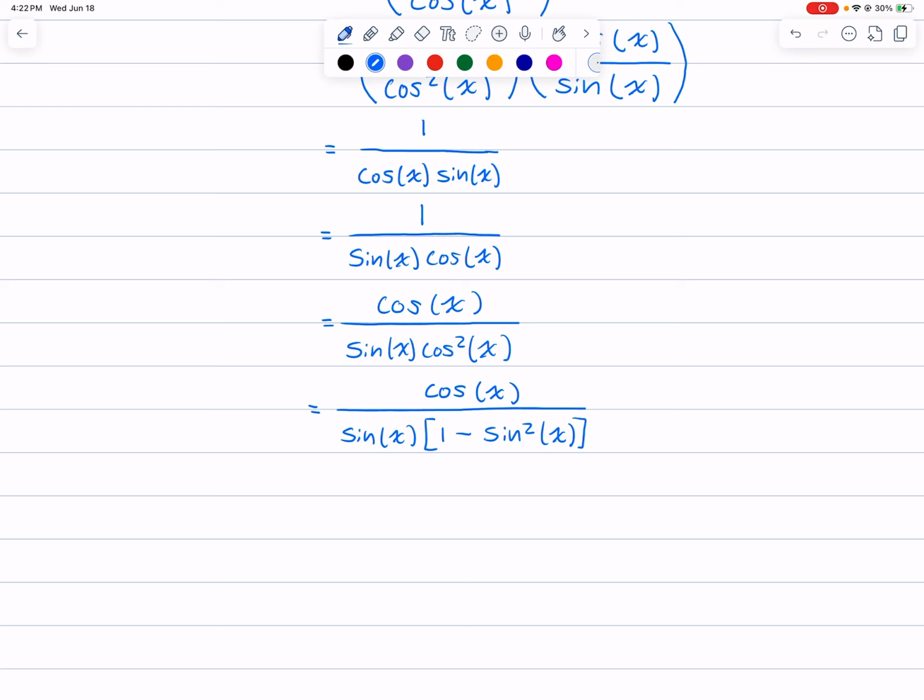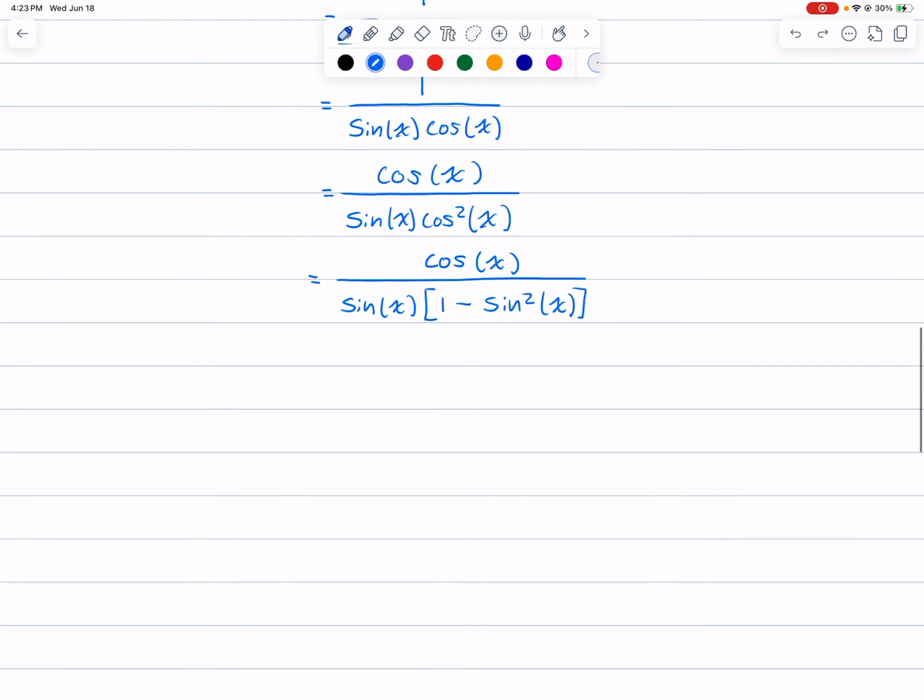And then in our right-hand side, we had factored this, right? So we're going to just distribute through. So we're going to say, okay, and then this equals cosine of x over sine of x minus sine to the third of x. And notice that that is our goal. That is the right-hand side, correct?